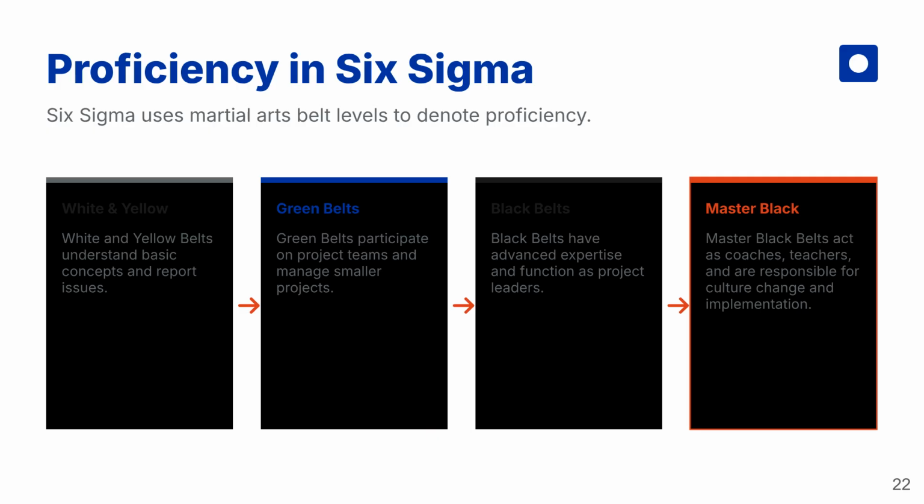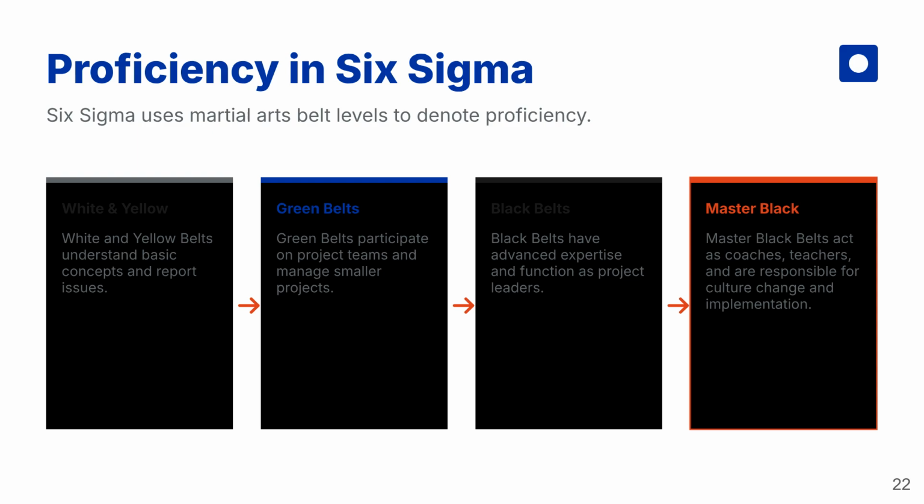Above this is the black belt level. Black belts possess advanced expertise in Six Sigma methodologies and statistical analysis. They work full-time on improvement projects, lead cross-functional teams, solve complex business problems, and mentor green belts. Their primary responsibility is to deliver measurable improvements in quality, efficiency, and customer satisfaction.